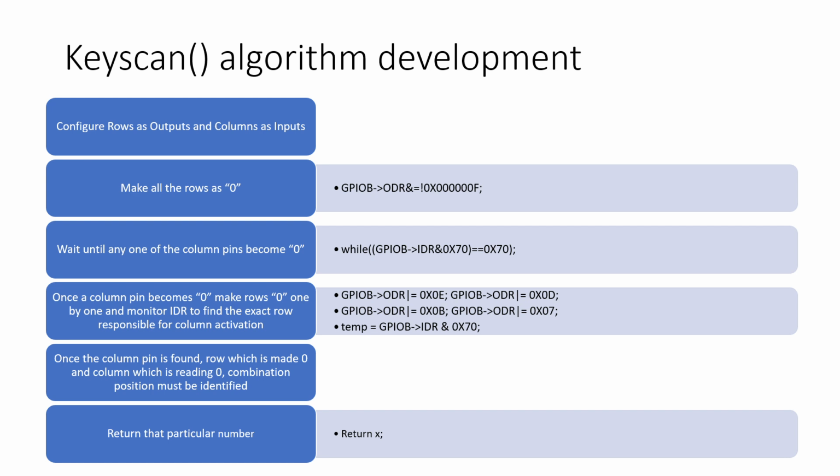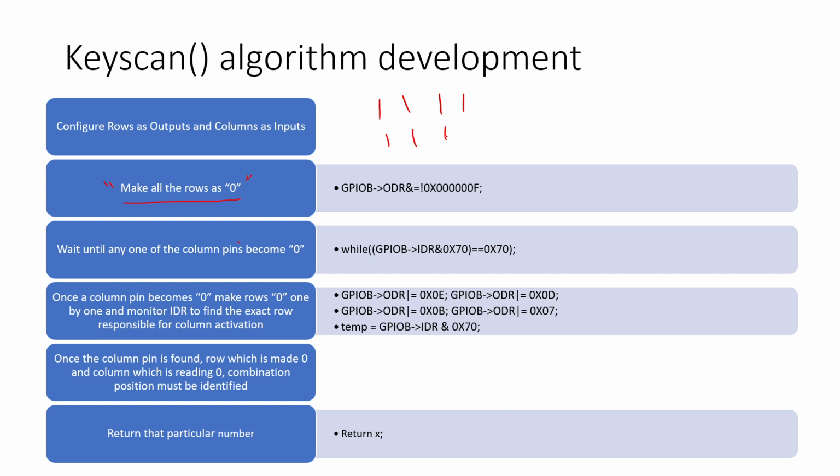So coming to the keyscan algorithm development, first we will make rows as outputs and columns as inputs. So we will reset the GPIO register, and then we'll program the GPIO mode register such that rows will be outputs and columns will be inputs. Once that is done, we'll make all the rows 0. That is, we'll keep 0 at each row and check if any of the columns becomes 0. If any column becomes 0, we'll make all the rows 1 and start making them 0 one by one.